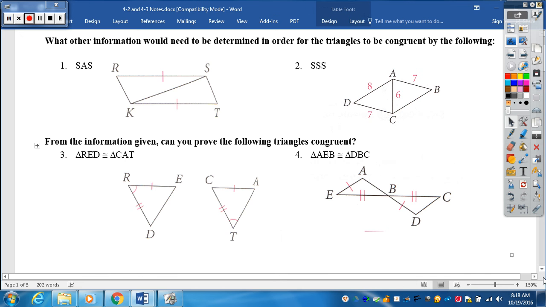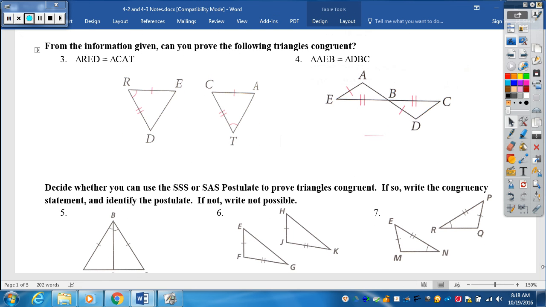Nope, can't do that. Looking at the next section, here's what it says. From the given information, can you prove the following triangles congruent? Okay, triangle RED and triangle CAT. One thing I know right off the bat, as I look at the congruency statement, is that angle R has to correspond with angle C. As I look up here, angle R corresponds with angle T because of the congruency markings there. So that's the first thing that tells me that's not going to be possible.